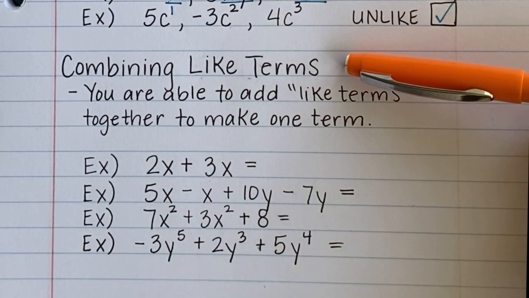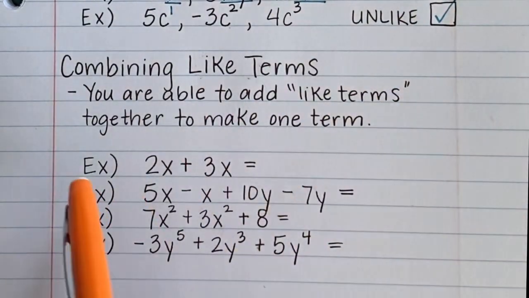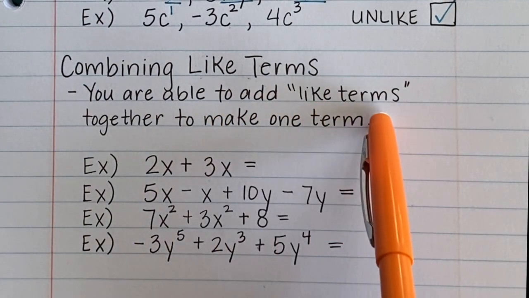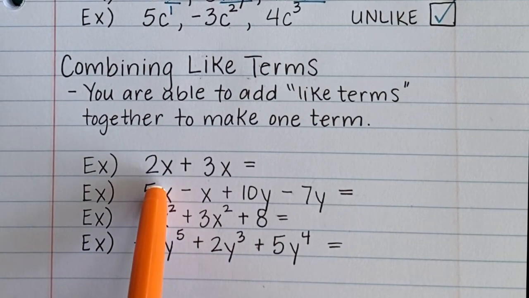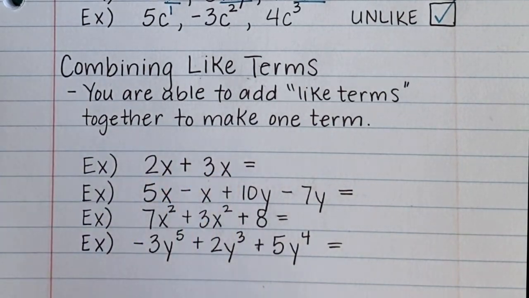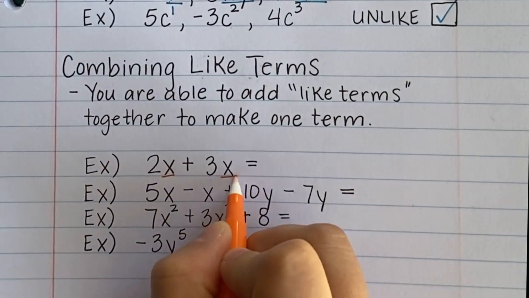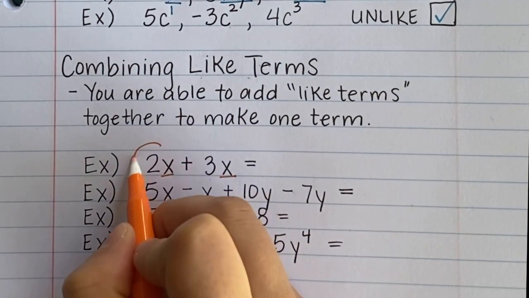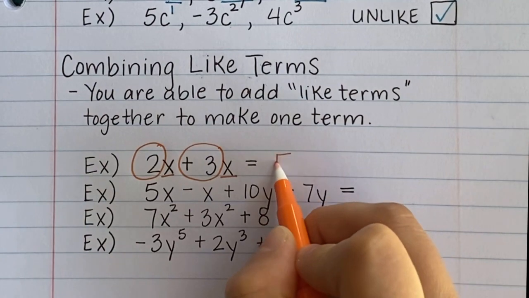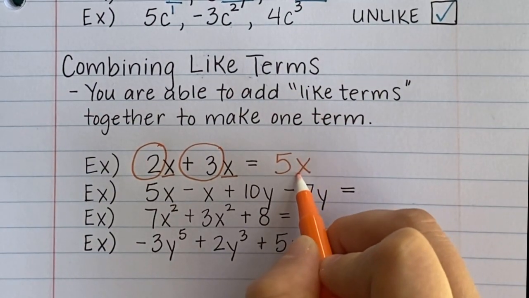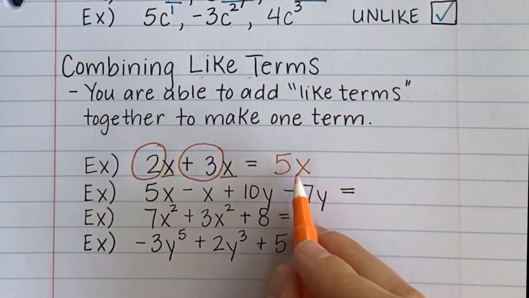Now we can get to the good part on how to combine like terms. That means that you are able to add like terms together to make one term. So if we look at this example, we have 2x plus 3x. So the variables are exactly the same, x and x, meaning we can combine their coefficients. 2 plus 3 is 5, and we bring the variable right next to it. So 2x plus 3x is 5x.